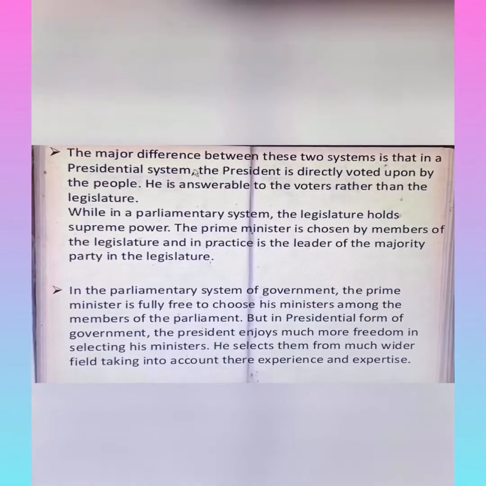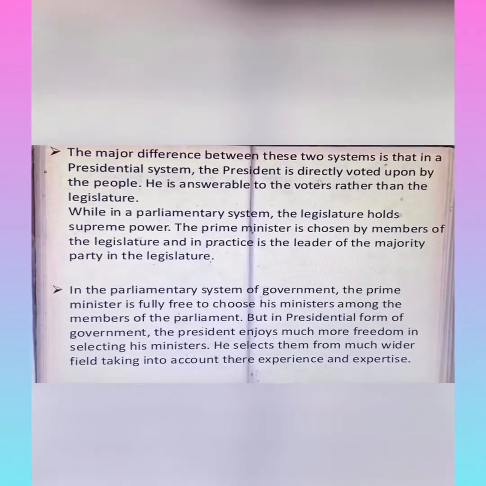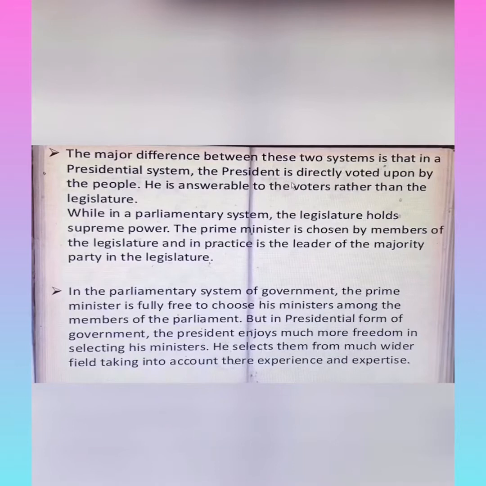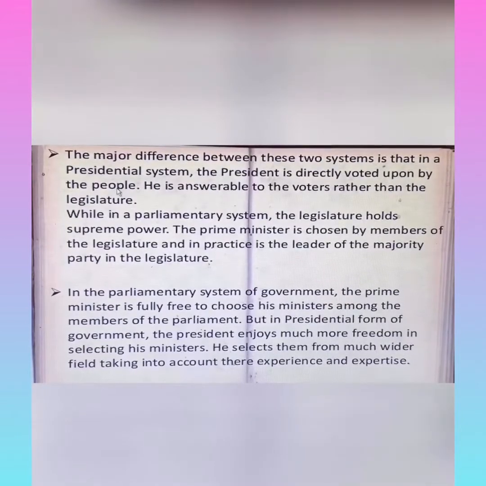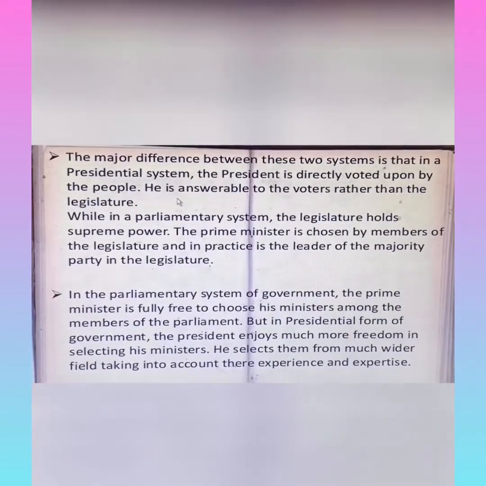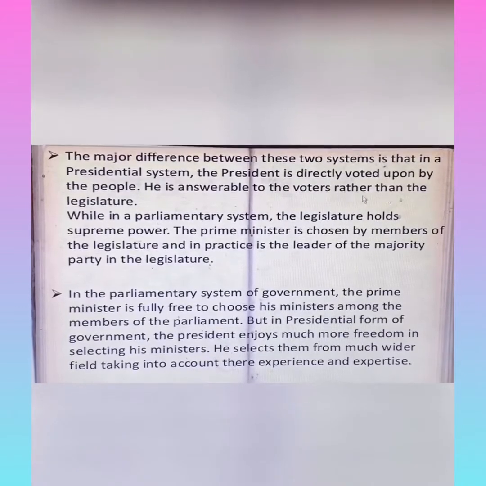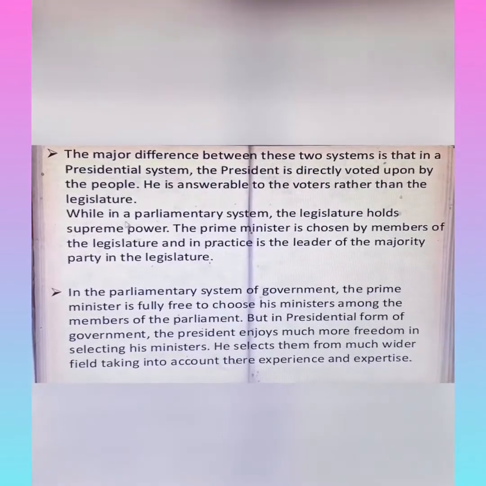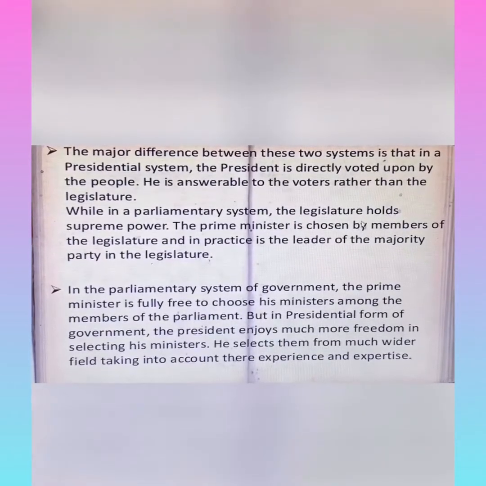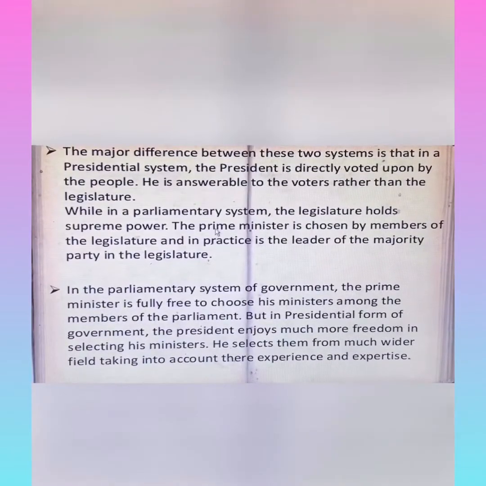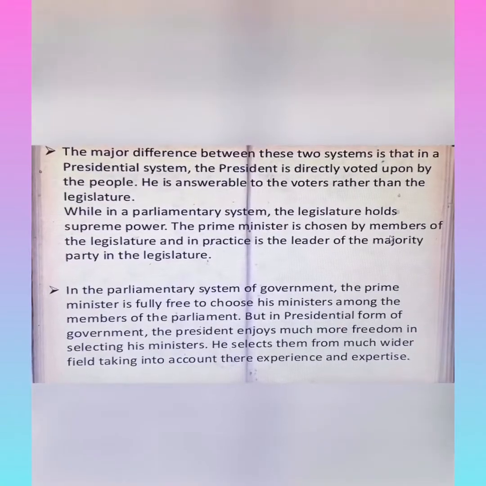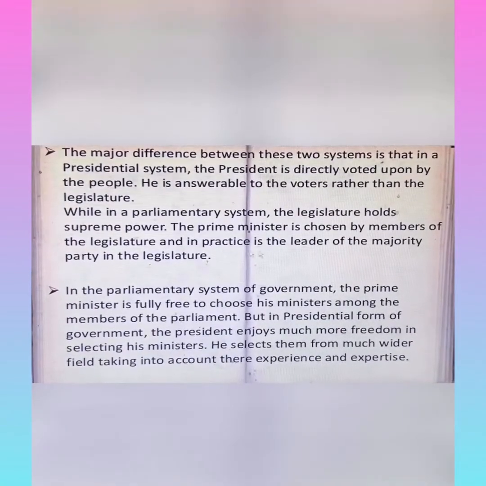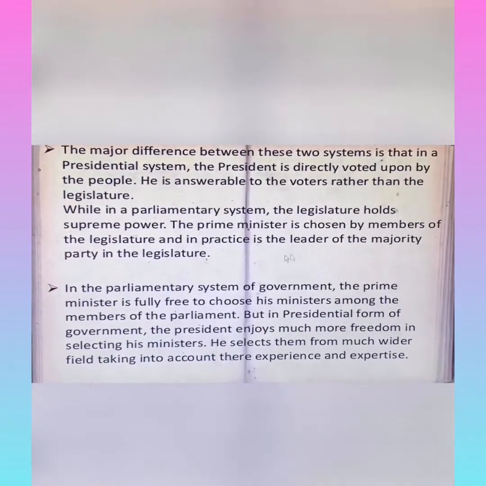The major difference between these two systems is that in the presidential system, the president is directly voted upon by the people. He is also answerable to the voters rather than the legislature. Whereas in the parliamentary system, the legislature holds the supreme power. The Prime Minister is chosen by the members of the legislature and in practice is the leader of the majority party in the legislature.